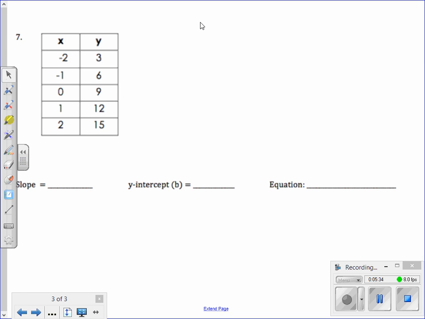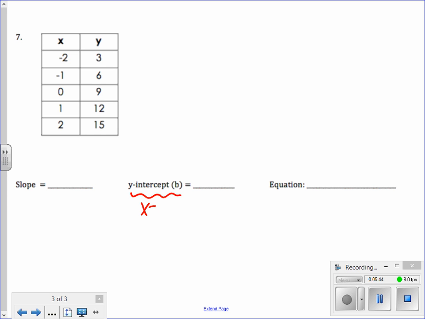I'm given the table here. All of those points, remember, represent ordered pairs. So the first thing I need to do when I look at this table is decide, do they give me the y-intercept? Remember, the y-intercept always has the x value of 0. This table is really nice. It does give me the y-intercept. The y-intercept is (0, 9), which means my b is going to be 9.